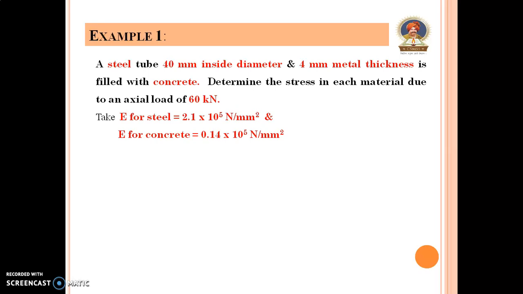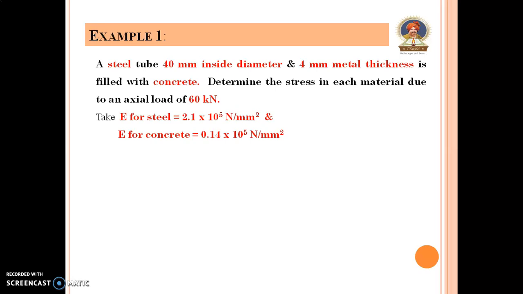Here Young's modulus for steel, E, is equal to 2.1 into 10 raised to 5 Newton per mm square, and E for concrete is equal to 0.14 into 10 raised to 5 Newton per mm square.